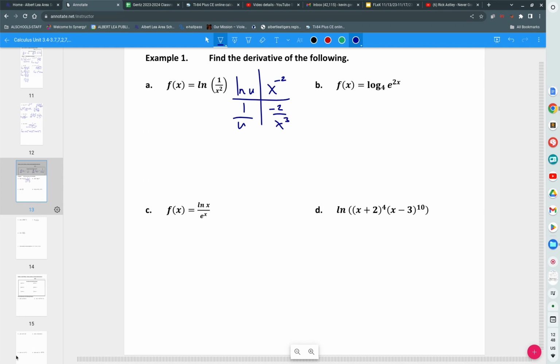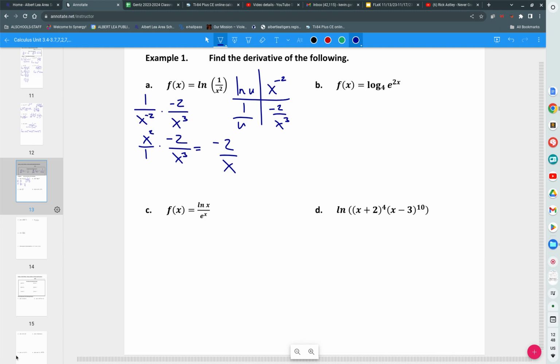And so as I look at this derivative, I have 1 over x to the negative 2 times negative 2 over x cubed. So notice that the negative 2 sits in the denominator. I can bring it to the numerator and say we have x squared over 1 times negative 2 over x cubed. And in the end, you end up with negative 2 over x. That is the derivative. Everybody good with that? Mm-hmm.